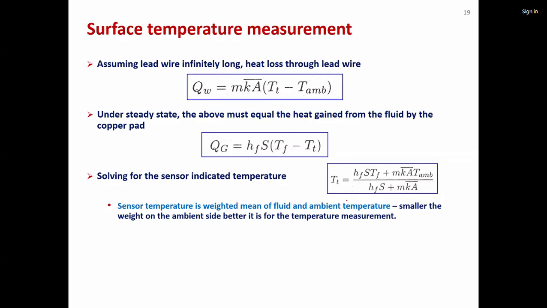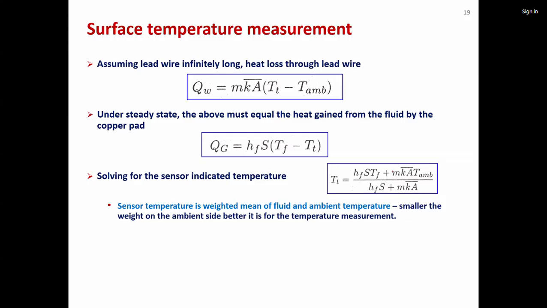You are using the thermocouple as the sensor. So you are measuring TT. Now an ideal scenario will be when TT is just equal to TF. Okay. That means whatever temperature your thermocouple measures is exactly equal to the fluid temperature. And when would that happen? That would happen when this parameter M into Ka bar is 0, right?